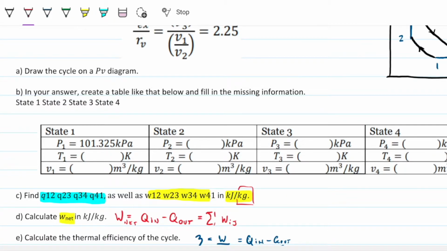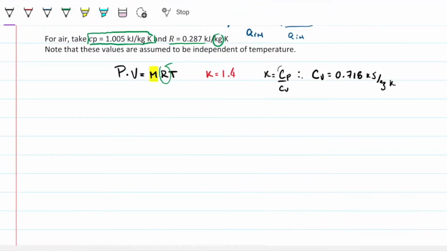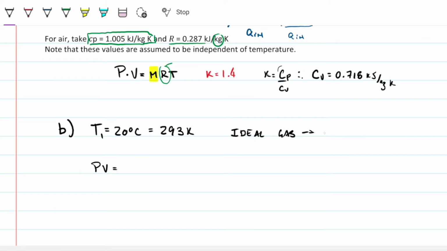We can start with the first one. The first one is very straightforward. This is T1, in Kelvin. All right, so let's do this. So part B. T1 is 20 Celsius. So straight off the bat, 293 Kelvin. So that's done. And then we have the pressure given, so we can find a specific volume, right? Because this is an ideal gas, we can approximate air to an ideal gas. That's 100% fine.